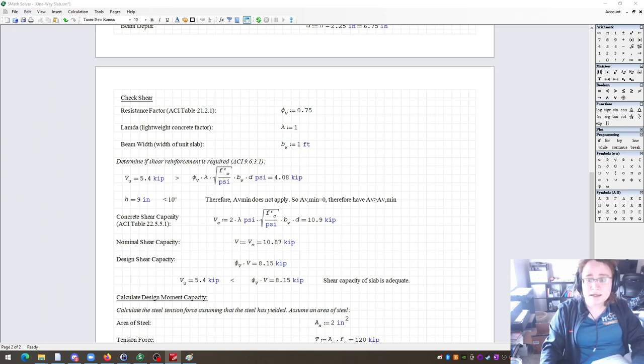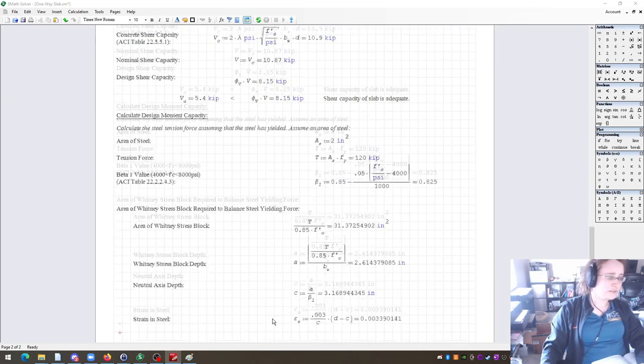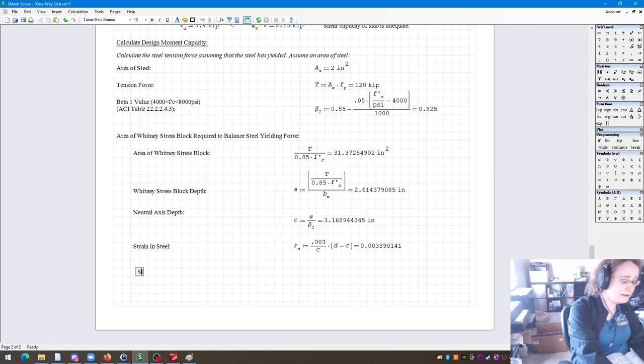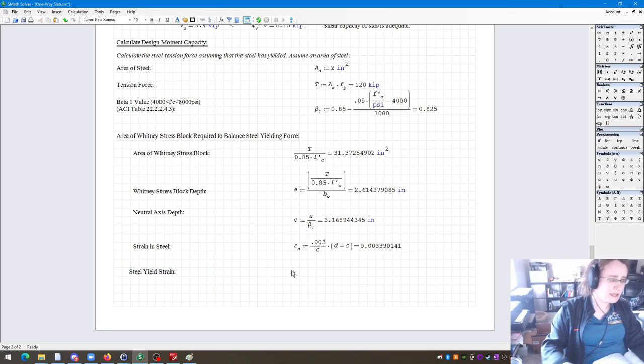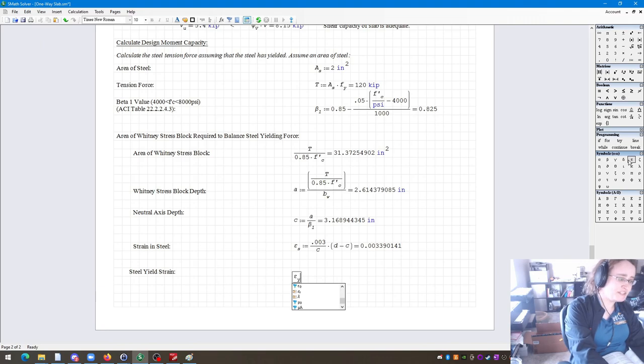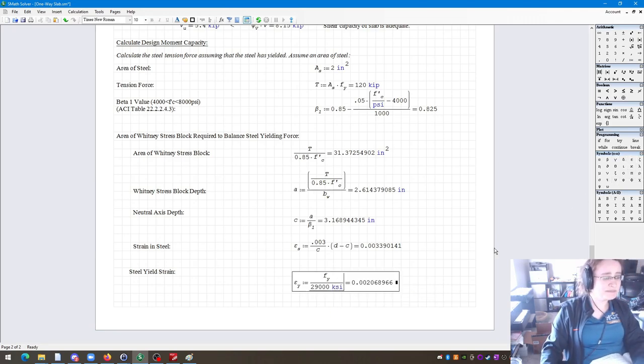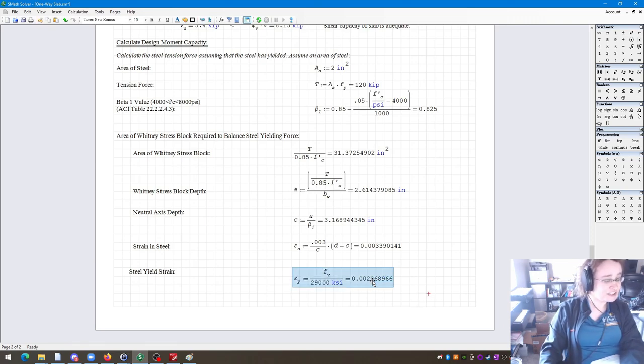Something here, yeah. Okay, so I want to go ahead and calculate the yield strain of my steel. And that will be epsilon y. And that's just going to be equal to the yield stress divided by the elastic modulus of steel, which of course is 29,000 KSI. So I can just say that's Fy divided by 29,000 KSI. And that is 0.002. So actually, 0.0027.